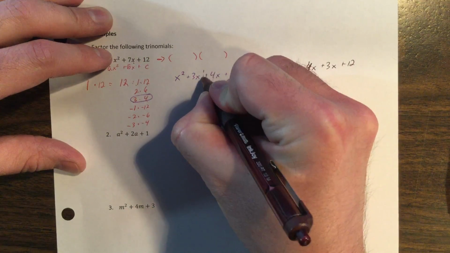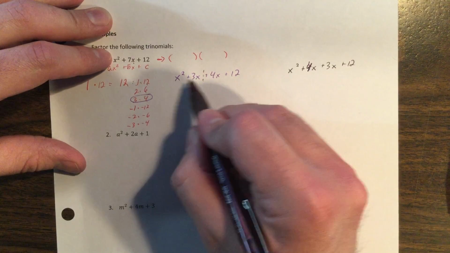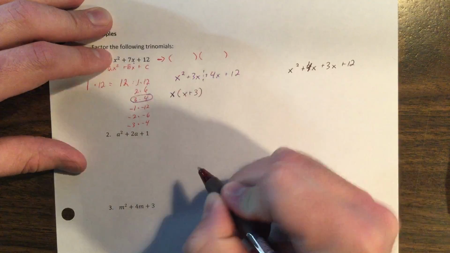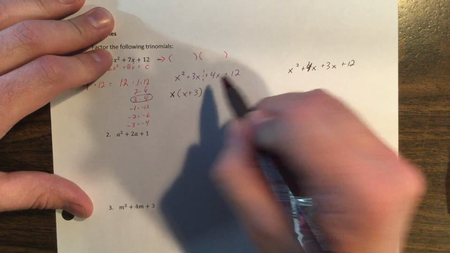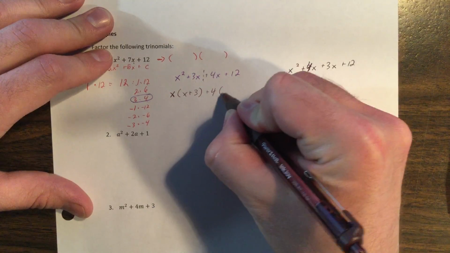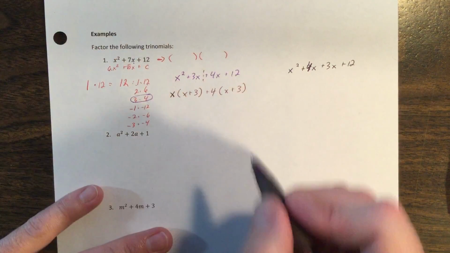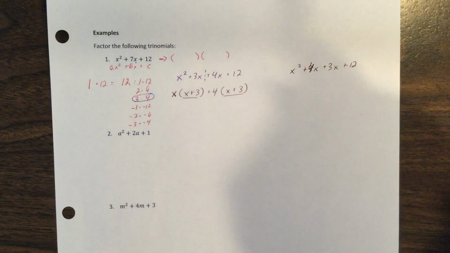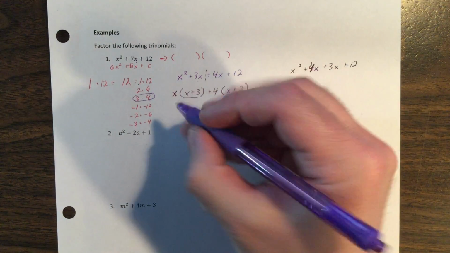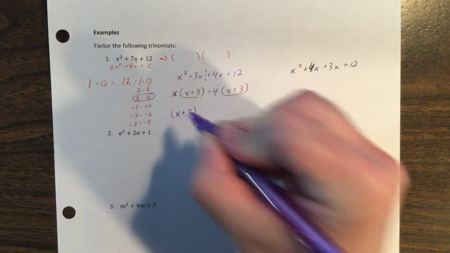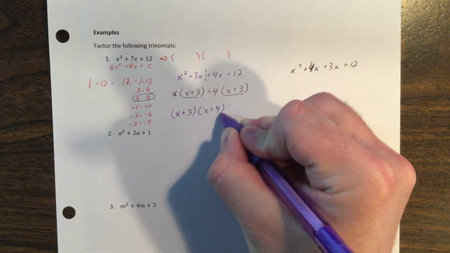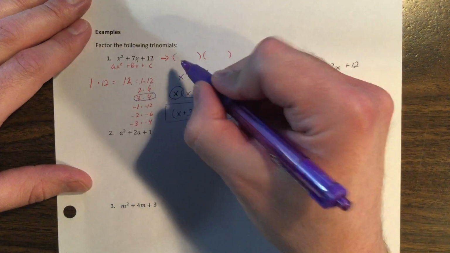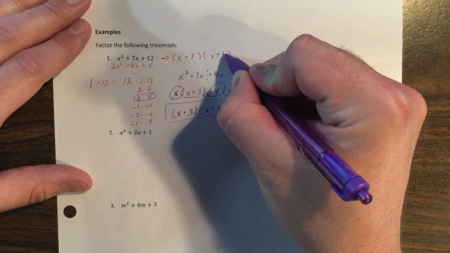That's very important that we understand. All right, so let's break that up. x squared and 3x, we can take an x out of there, and we get x plus 3. And 4x and 12, we can divide both of those by 4, so we get 4 times x plus 3. You'll notice that what's inside of our brackets is exactly the same. Thus, x plus 3 is one factor, and x plus 4 is the second factor. So our two factors are x plus 3 and x plus 4.